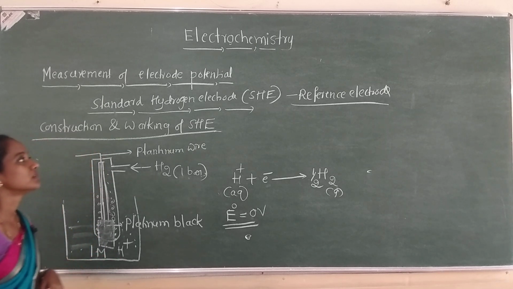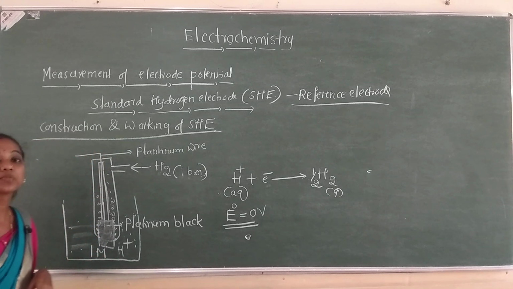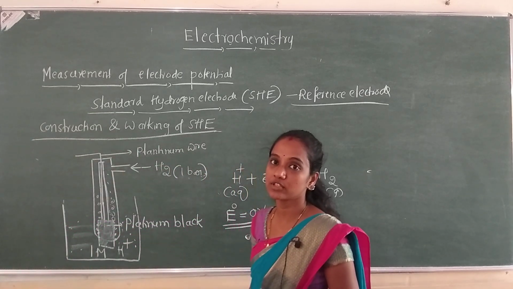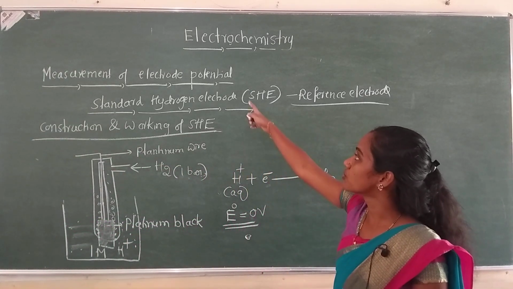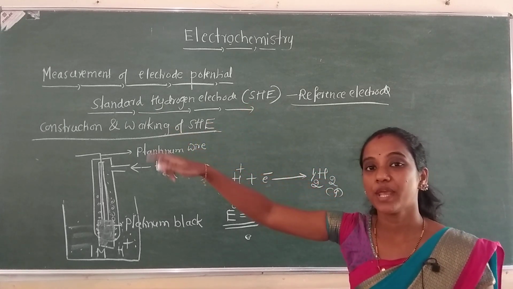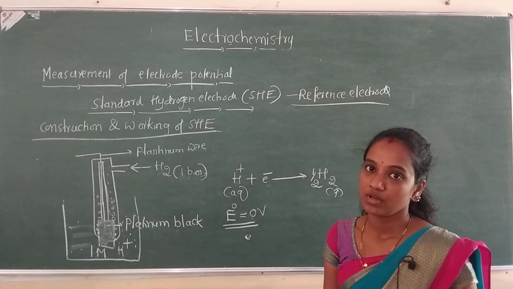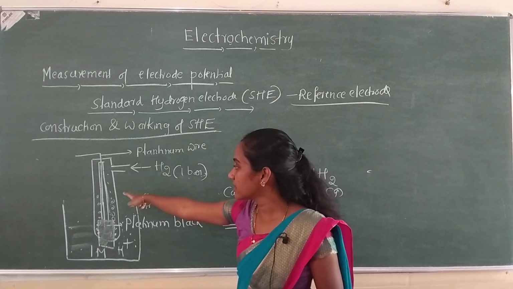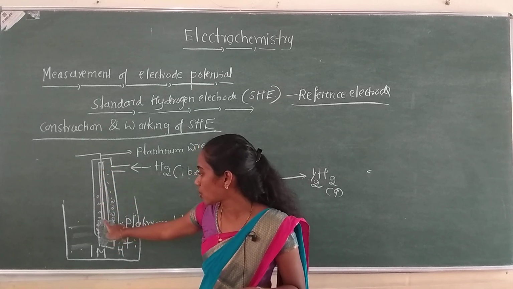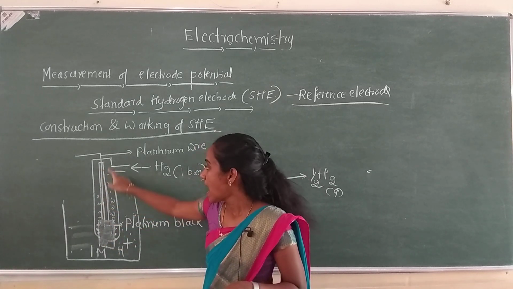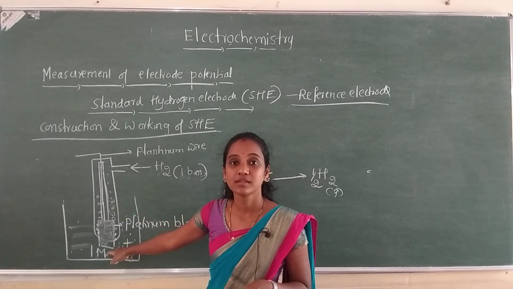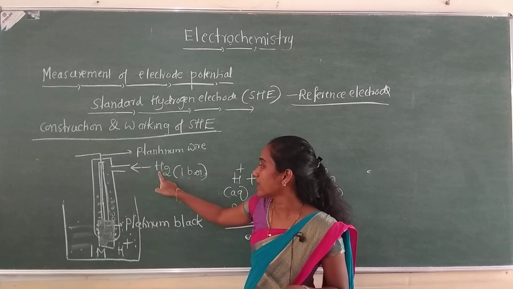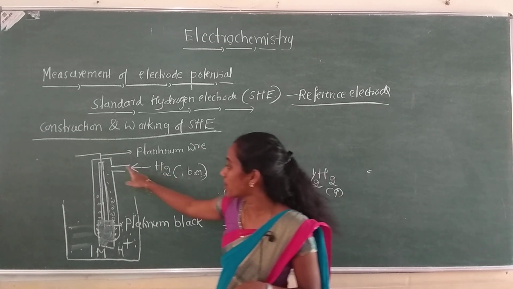So this is about the construction and working of the standard hydrogen electrode. Why is it introduced? The standard hydrogen electrode is introduced only to measure the electrode potential of any half cells. It consists of a platinum electrode which is coated with platinum black. The whole apparatus is dipped in acidic solution, and from the top, 1 bar of pure hydrogen gas is bubbled inside.